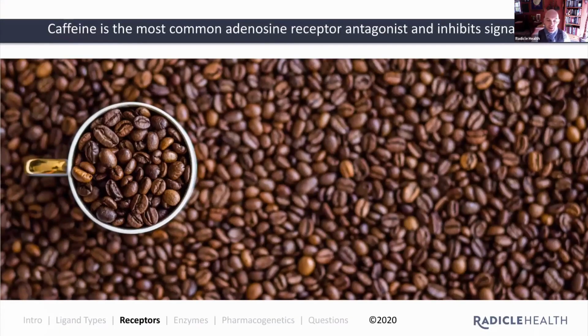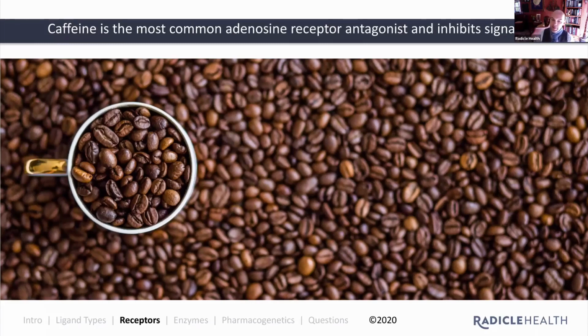Adenosine receptors. These are G protein coupled receptors. They're typically activated by adenosine. Adenosine activation causes drowsiness and memory impairment. And what is the most common adenosine receptor antagonist? Of course, it's caffeine. It's what we use every morning to make sure that we're not drowsy and that we have sharper memories.